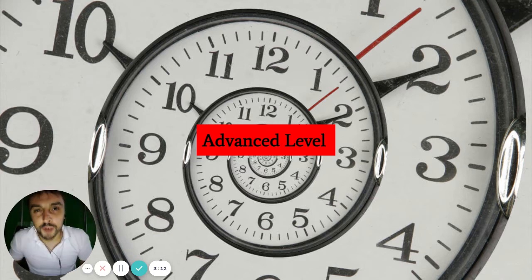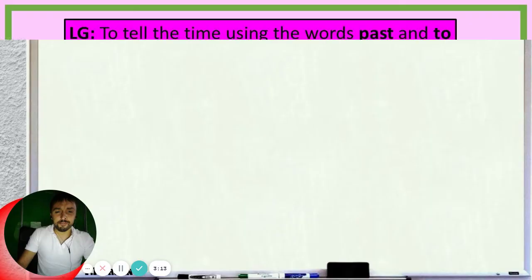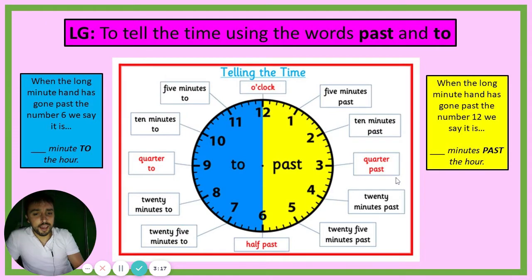Okay, let's go through your advanced level now. Let's see if you remember this. Okay, remember, right-hand side of the clock, we're saying past. Left-hand side, we say to. We're going to the next hour. Okay, so 5 past, 10 past, quarter past, 20 past, 25 past. Then at 6, it is half past. Then 7, 25 to, 8, 20 to, 9, quarter to, 10, 10 to, 11, 5 to, then we go back to 12, we're back at o'clock.